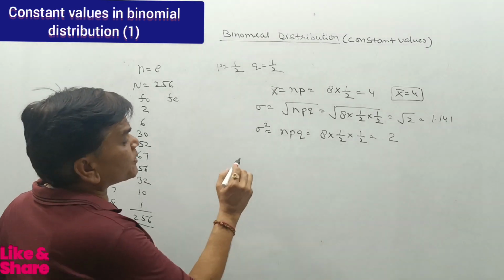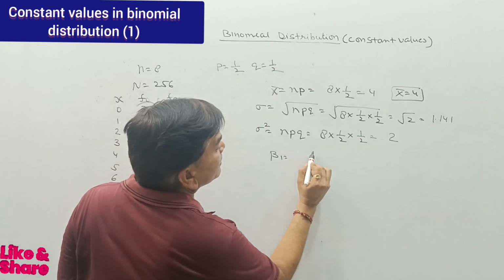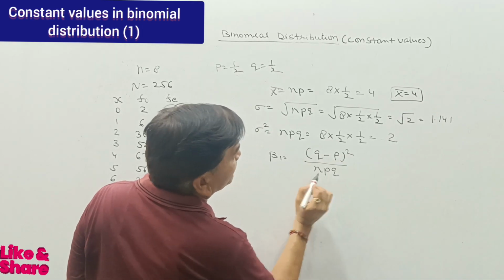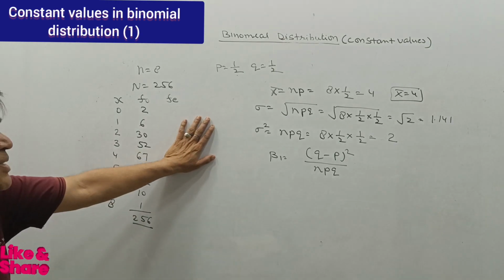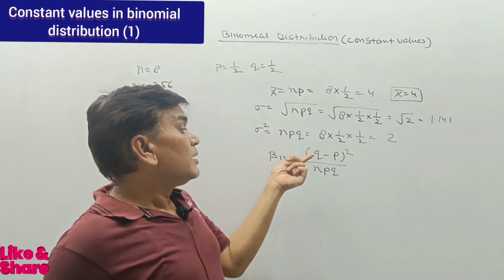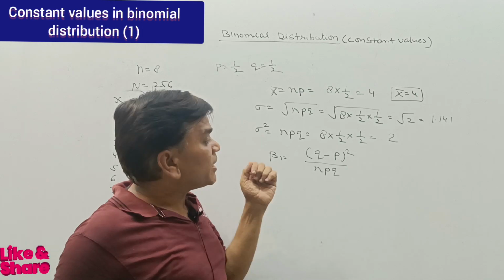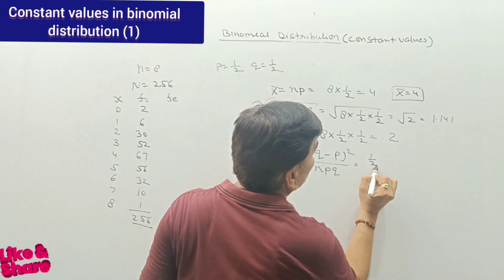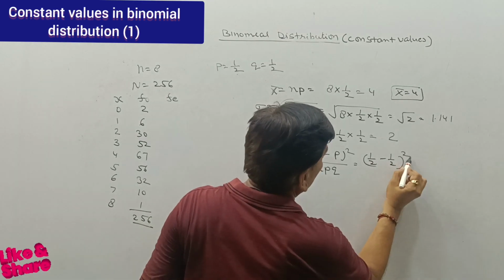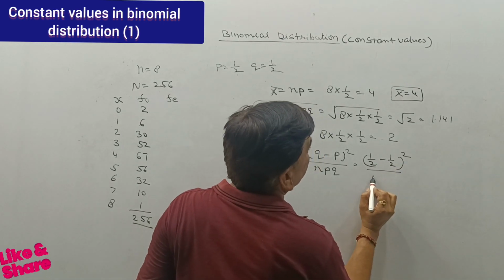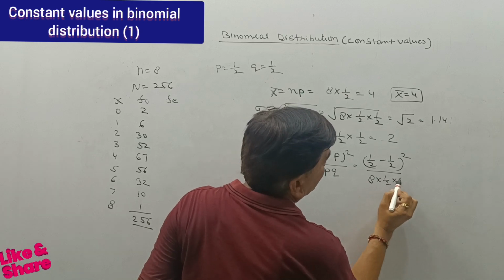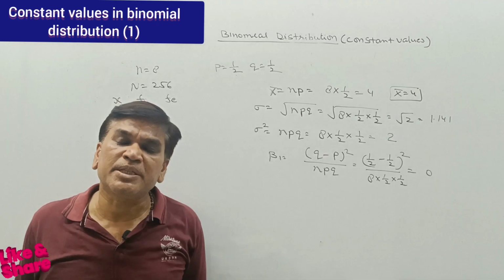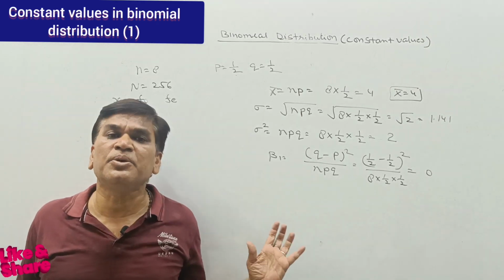Moment coefficient of skewness, that is beta 1, is (q minus p) raised to power 2 upon npq. So we will write here (1/2 minus 1/2) raised to power 2 divided by npq, 8 multiply 1/2 multiply 1/2. So this will be converted to 0. So the moment coefficient of skewness will be 0.